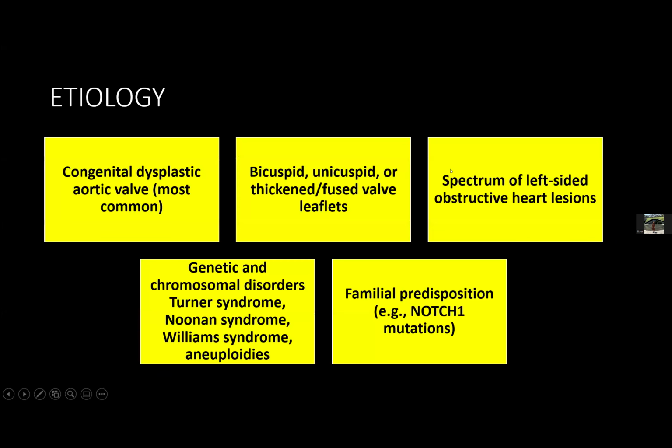Most fetal aortic stenosis is caused by congenital dysplasia of the aortic valve, or it can be due to a bicuspid valve, or be part of the spectrum of the left-sided obstructive heart lesions. 10 to 20% of the cases are associated with genetic or chromosomal abnormality, particularly Turner's, Noonan's, and Williams. There is also a recognized familial predisposition, with variants in genes such as NOTCH1 implicated in abnormal aortic valve development.